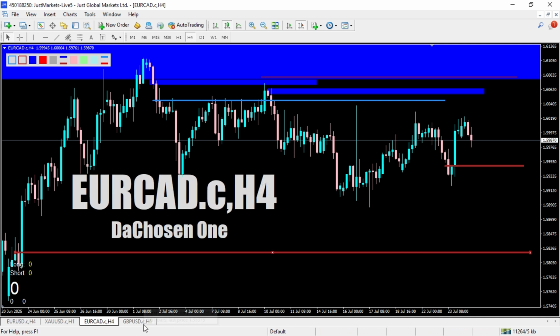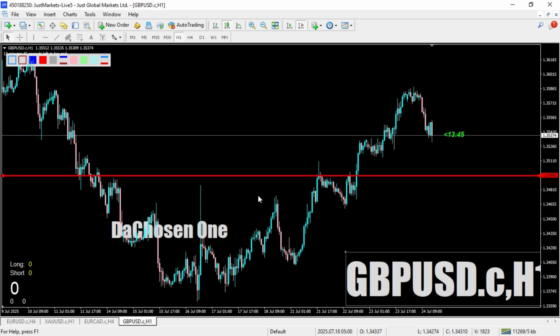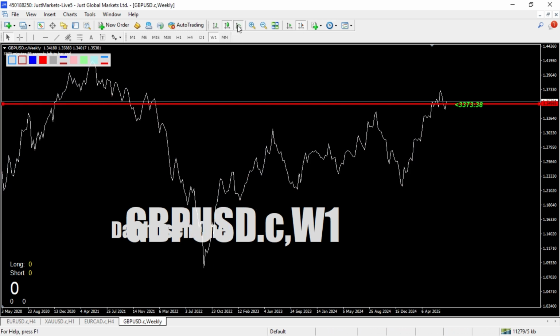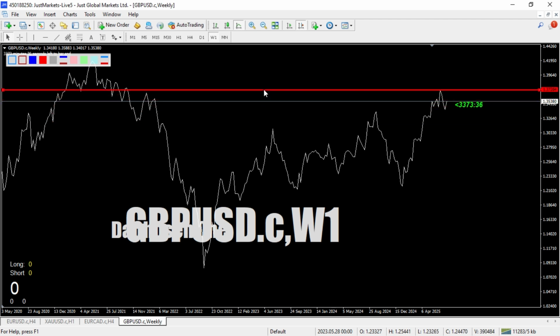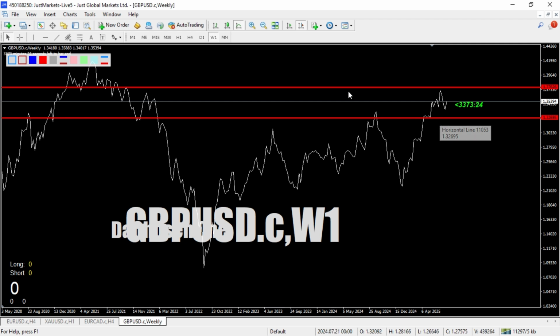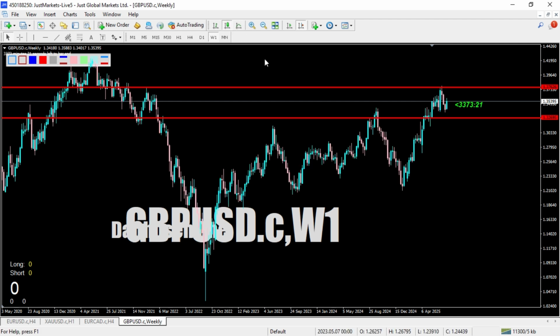Let's move on to the next pair, which is GBP USD. With GBP USD, you can see danger zone, danger zone, danger zone.